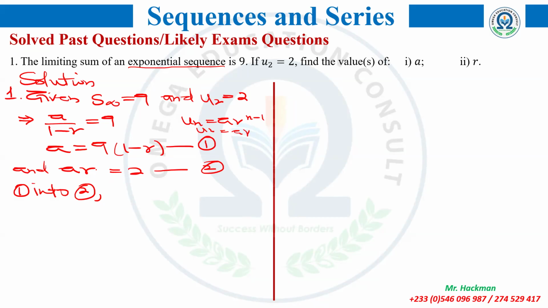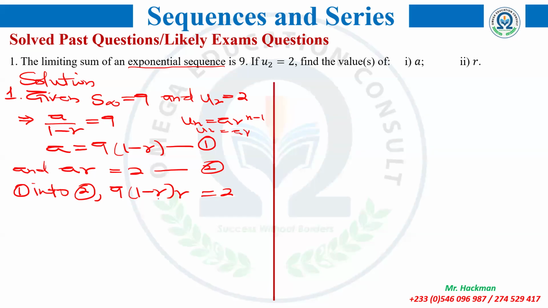Now it means wherever I see A in equation 2, it is 9 into 1 minus R. So I'm going to get 9 into 1 minus R, then times R. Do you agree? Yes, please. And that is equal to 2. So at this point, I'm going to expand, then make R the subject. Is that not it? Yes. Okay, so we are solving for R.